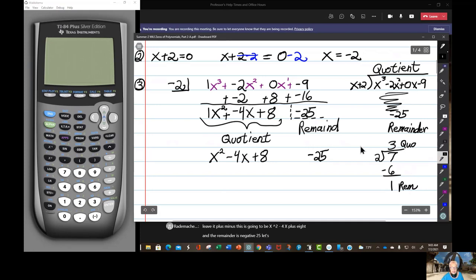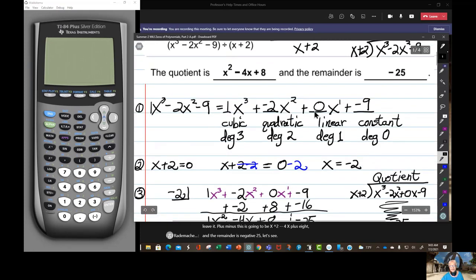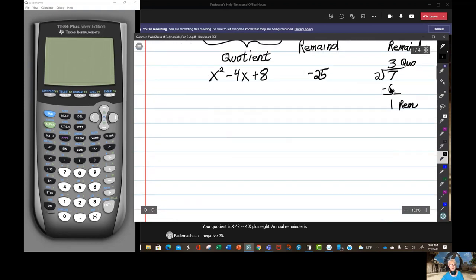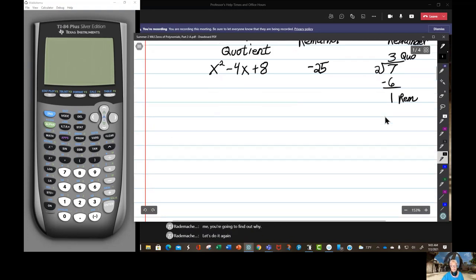Let's see. Yes, we agree. Your quotient is x squared minus 4x plus 8. And your remainder is negative 25. Ta-da! We have done synthetic division. Why? You've got to trust me. You're going to find out why. Let's do it again.